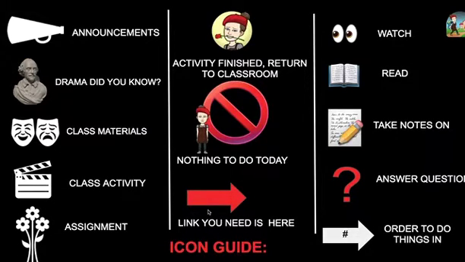that you need to be right here. You'll see the symbols of the eyes that you'll be watching something. A book will symbolize that you need to read something. If you see this icon, it means you'll have to take notes on something. And the question mark that's red will be answering questions. And then again, the arrows, you're going to see with the numbers, this is the order of things that you need to do. So now we'll go to the classroom by clicking on this icon.